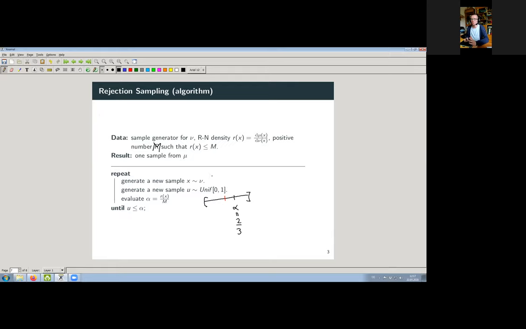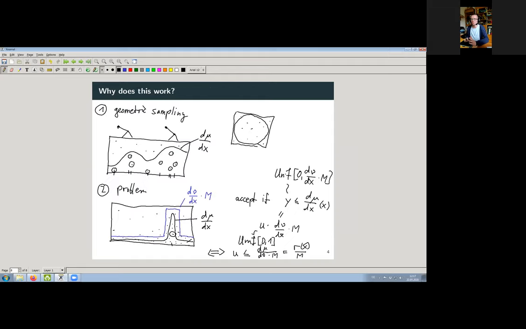Or you can do something which is called an accept-reject step. And with either of those two methods, you can adapt your samples to be samples from something else, in this case, from a lot more complicated measure, mu.